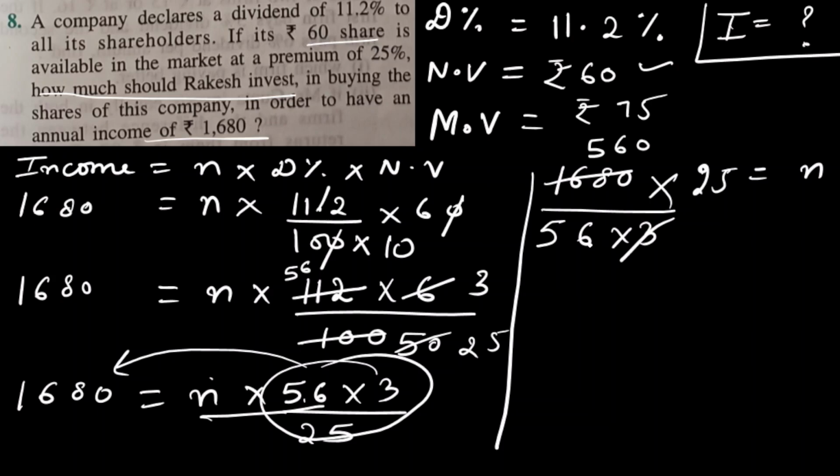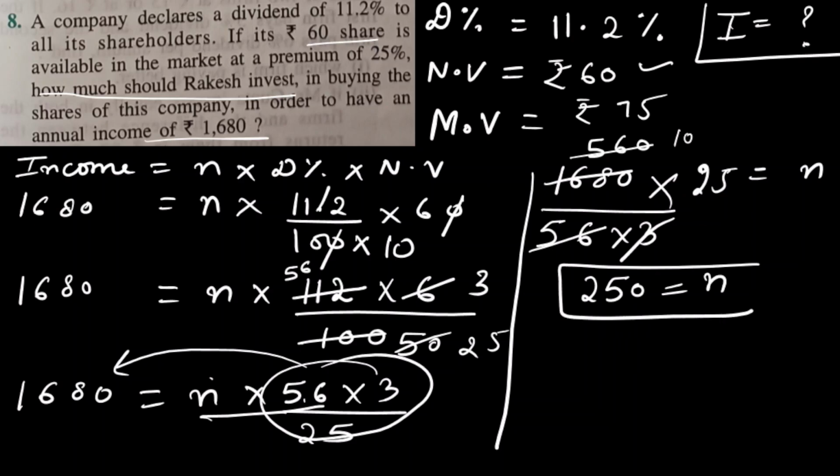Now see, we got a very good number. Directly we can make out 56 into 1 is 56 and 56 into 10 is 560. Now how many number of shares? 10 into 25. 10 into 25 is 250. So N's value I got as 250. So only calculation was there here. So the number of shares we have found. I hope you have noted down this thing.